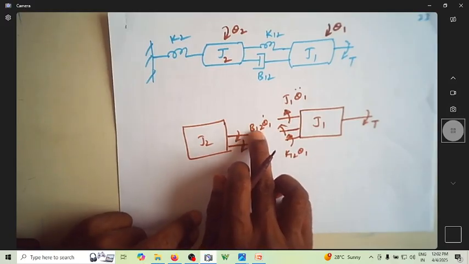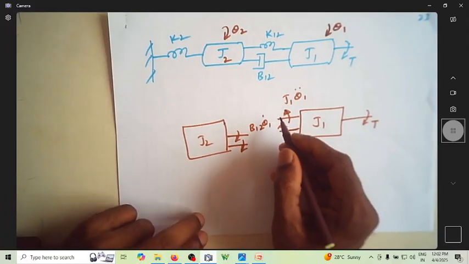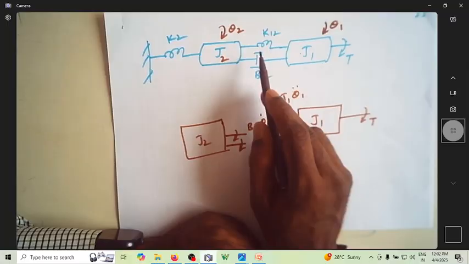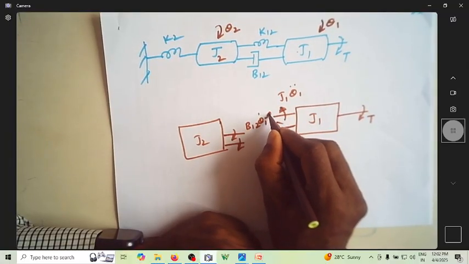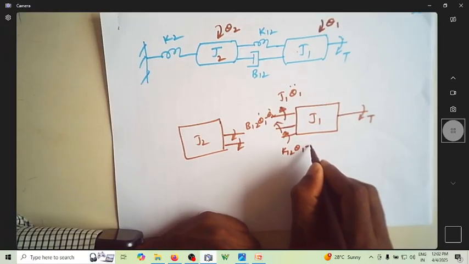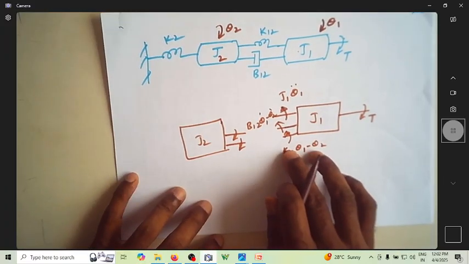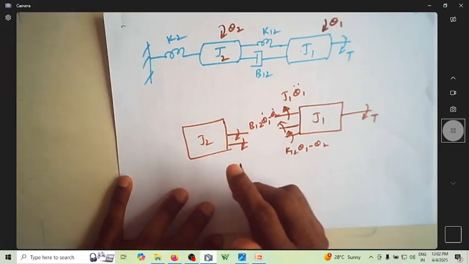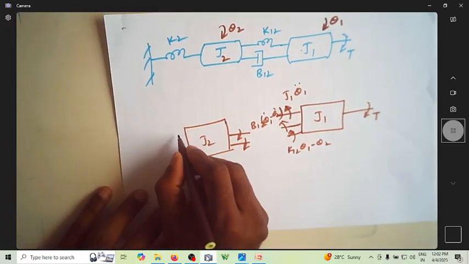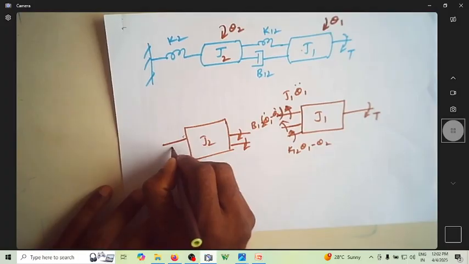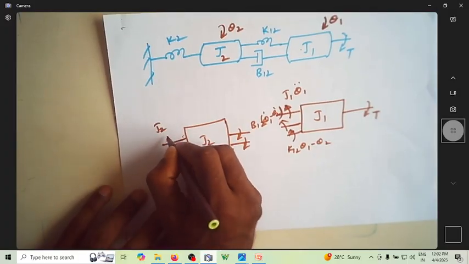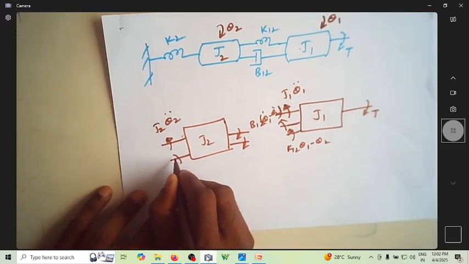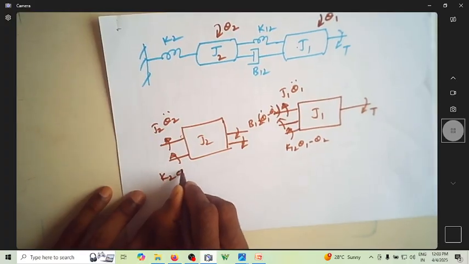So what is its magnitude? It is B12 times theta 1 dot minus theta 2 dot, since B12 has a relative displacement between theta 1 and theta 2, and K12 times theta 1 minus theta 2. This is the torque which is acting on J2. What are the opposing forces? The opposing force is due to J2 itself, which is J2 theta 2 double dot, and another opposing force is K2 theta 2.